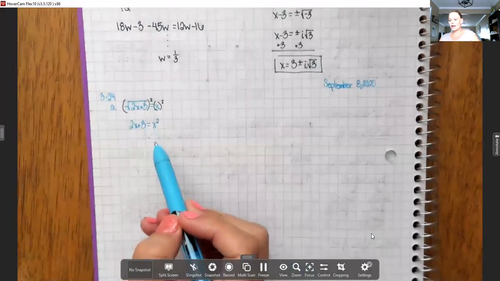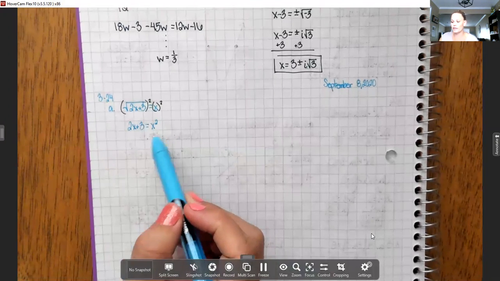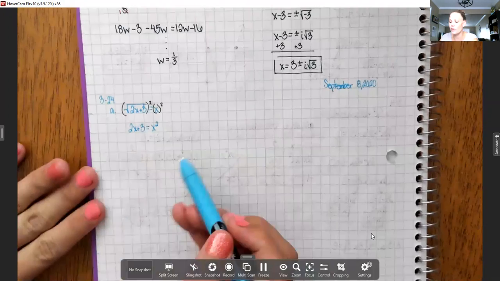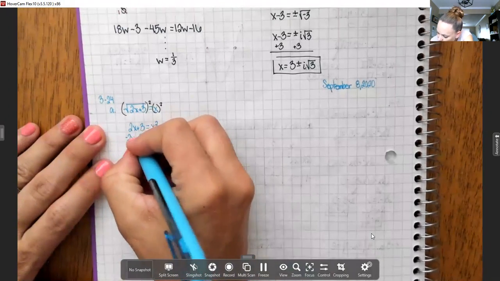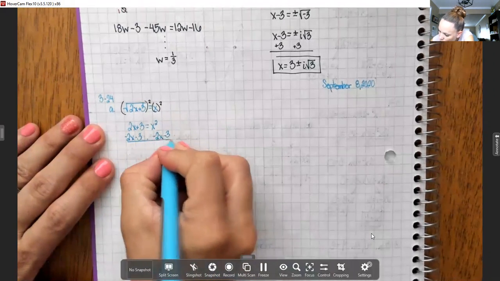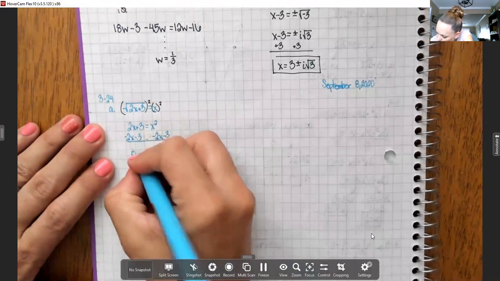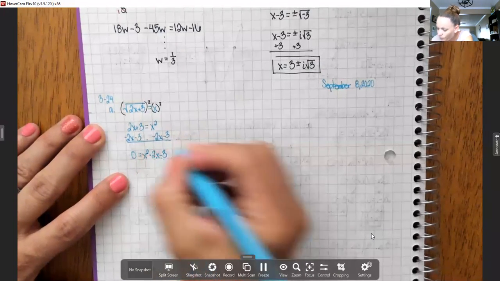Now we should recognize that we have a quadratic. Remember, a quadratic is when x squared is the highest power of x. So we need to get it equal to 0. So I'm going to subtract 2x and 3 to get 0 equals x squared minus 2x minus 3.